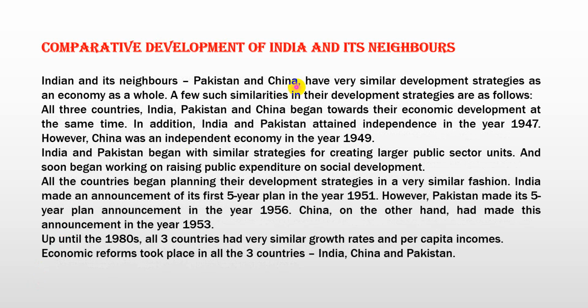Comparative development of India and its neighbors, that is Pakistan and China. India and its neighbors, Pakistan and China, have very similar development strategies as an economy as a whole. A few such similarities in their development strategies are as follows. All three countries, India, Pakistan, and China, began towards their economic development at the same time. In addition, India and Pakistan attained independence in the year 1947. However, China was an independent economy in the year 1949.